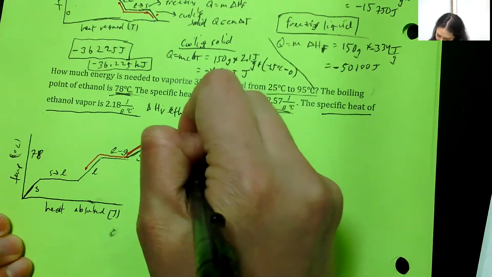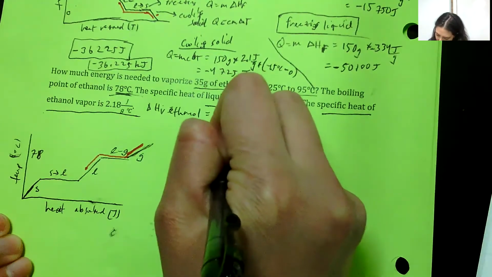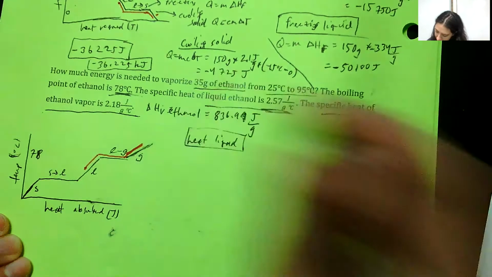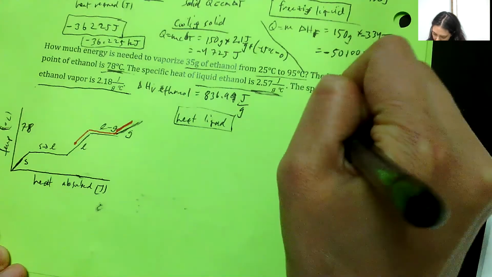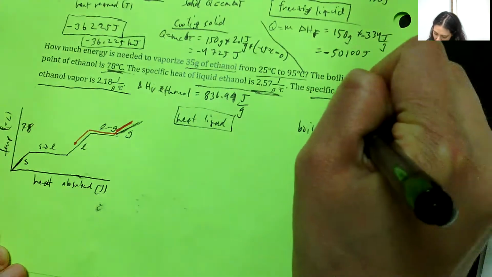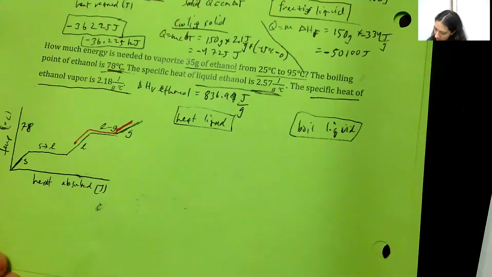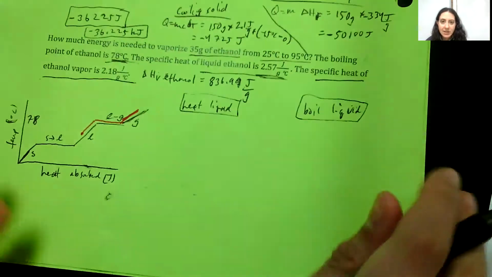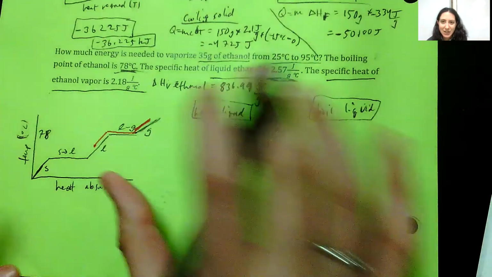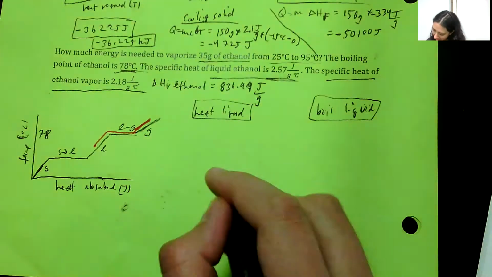So we need to heat the liquid. That's one step. We need to boil the liquid, so phase change. We'll start with those, and then we need to heat the gas, but we'll see. I want to see how it fits, if I can fit all this information here, how we do that.